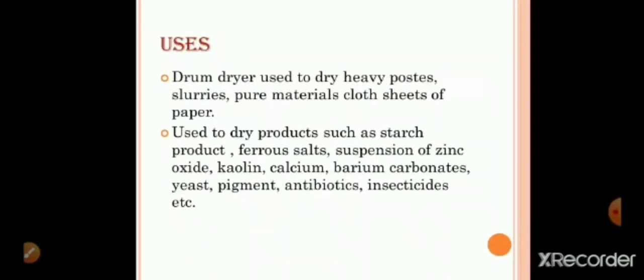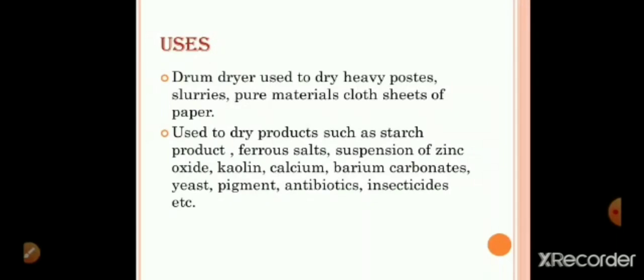Then uses of the drum dryer. The drum dryer is used to dry heavy paste, slurries, pure material, cloth, sheet of paper. Used to dry products such as starch product, ferrous salt, suspension of zinc oxide, kaolin, calcium, barium carbonate, pigment, antibiotic, insecticidal, etc. The drum dryer is used in drying of liquid, paste and sticky and highly viscous product.